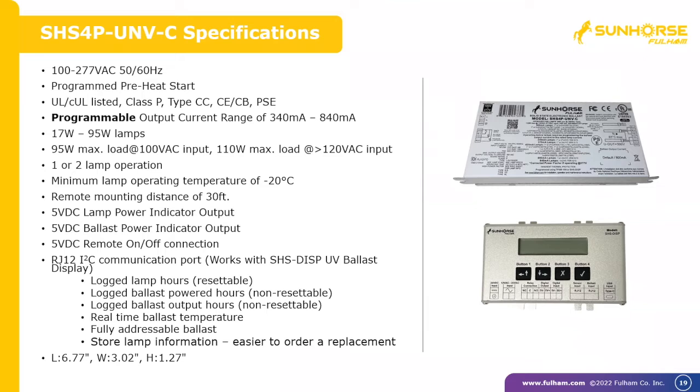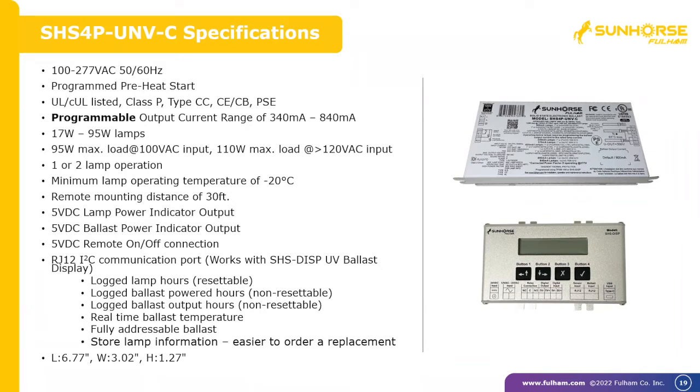So this model will have all the same feature sets that I mentioned of the SHS-15P, with the differences being that this has a current range of 340 milliamps to 840 milliamps. So you're basically able to cover standard and high output lamps under a single ballast.